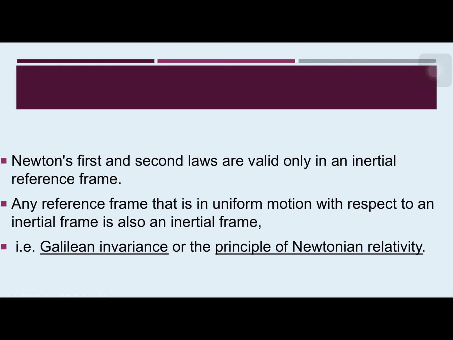Newton's first and second laws are valid only in an inertial reference frame. Any reference frame that is in uniform motion with respect to an inertial frame is also an inertial frame. Let me read it again. What does it mean? For example, if you have a reference frame fixed at the center of the sun, and that is an inertial frame, then any other frame which is moving with constant velocity with respect to that frame of reference will also be considered an inertial frame of reference.